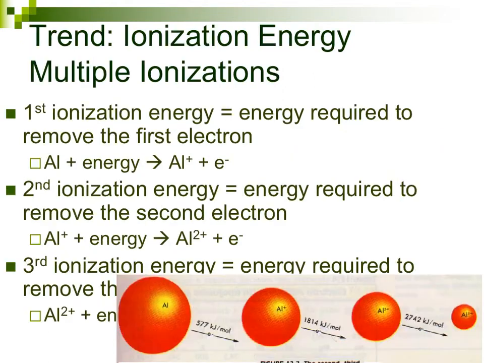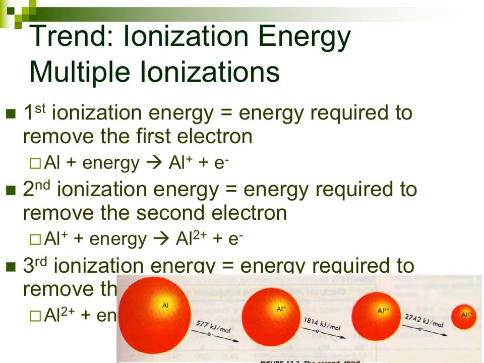So, yes, ionization energy, I don't need to explain all that. It's kind of the same. This, though, is a little bit different. You can have multiple ionizations. So you can have +1 and then lose another electron, +2, another electron, +3, and so forth. So there can be multiple ionizations of a single atom.